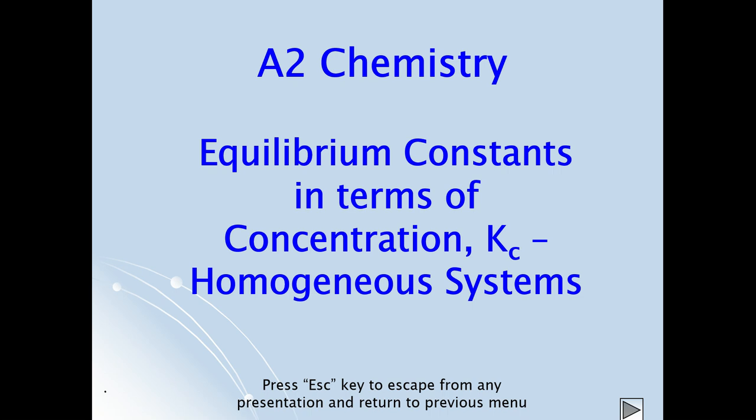Okay, so this is a video on A2 chemistry equilibrium, looking at Kc, so the equilibrium constants of homogeneous systems. Homogeneous systems are systems where the reactants and the products are in the same physical state. You don't have to study heterogeneous equilibrium at A2 level.